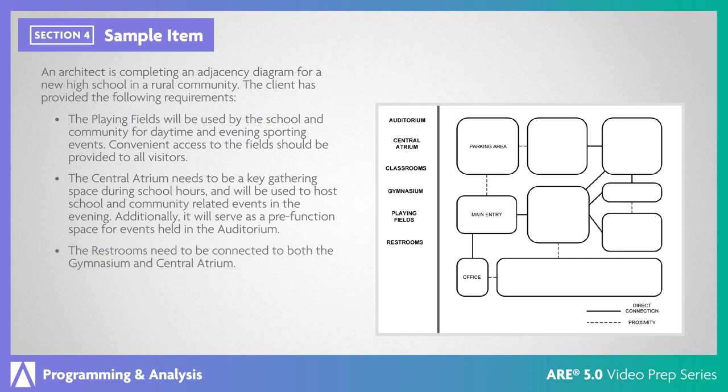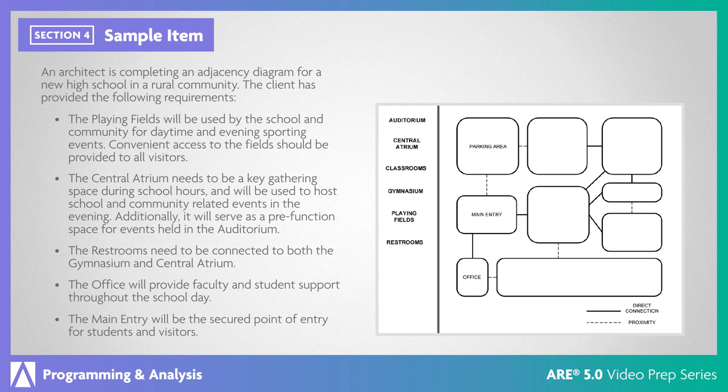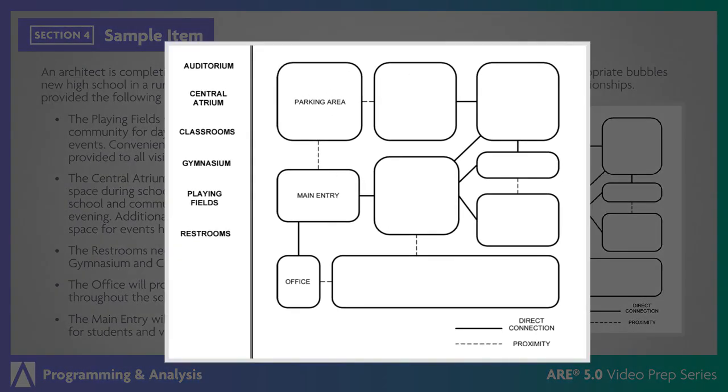The restrooms need to be connected to both the gymnasium and central atrium. The office will provide faculty and student support throughout the school day. The main entry will be the secured point of entry for students and visitors. Drag the labels on the left into the appropriate bubbles to show the required programmatic relationships. To complete this bubble diagram, you'll need to understand the spatial relationships of the high school as they relate to the program and the client's requirements.